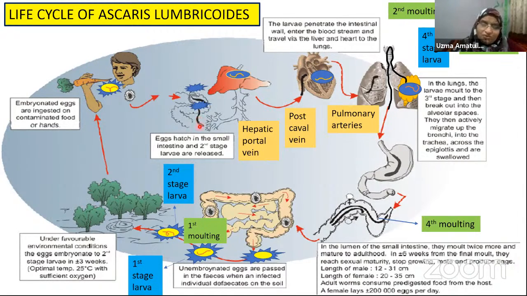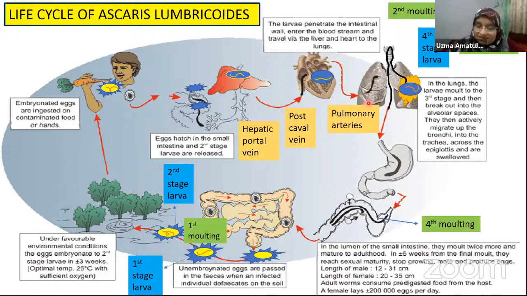So along with the blood, it will reach the hepatic portal vein, and through the hepatic portal vein it will enter into the liver. And then from the liver, through the post-caval vein, it will go into the heart. It will reach the heart through the post-caval vein. And from the heart, it will go to the lungs through the pulmonary artery.